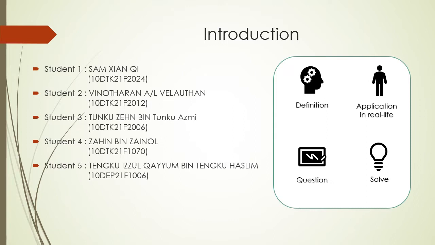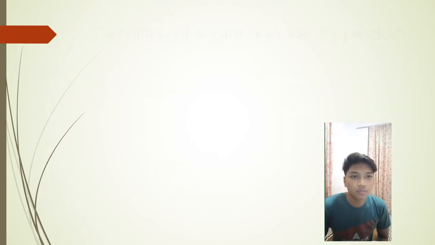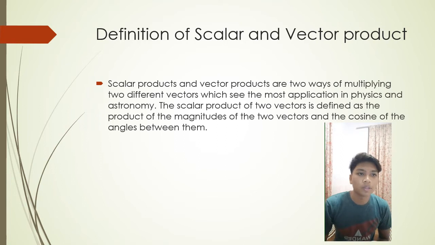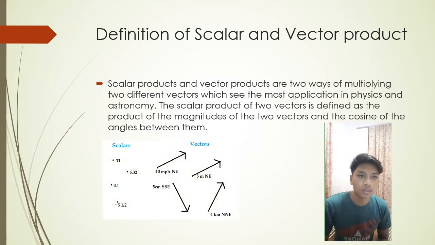Okay, now let's get started. Scalar product and vector product are two ways of multiplying two different vectors which see the most application in physics and astronomy. The scalar product of two vectors is defined as the product of the magnitudes of the two vectors and the cosine of the angle between them.